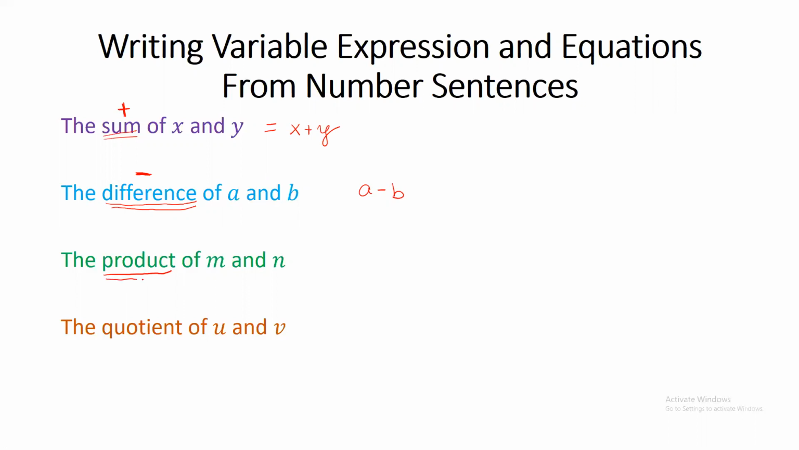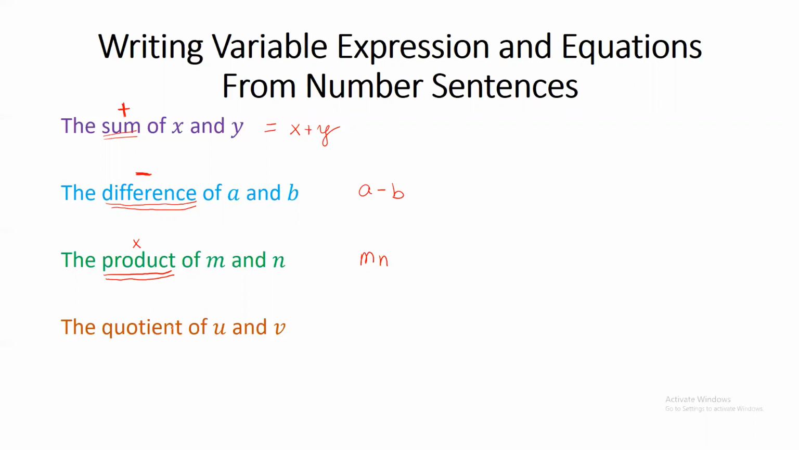In the next phrase, the keyword is product. The product is the result of multiplication. And so when we say the product of m and n, we are saying the result of multiplying m by n. So we would write that as mn. Remember, since we're not writing a sign between m and n, we mean multiplication.